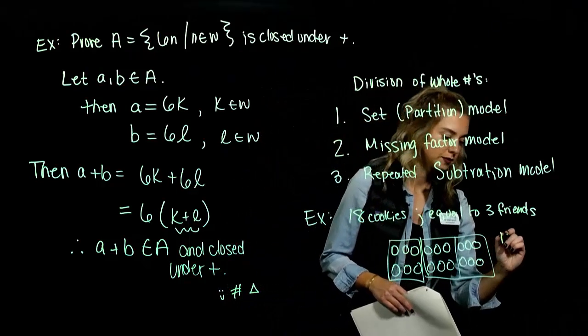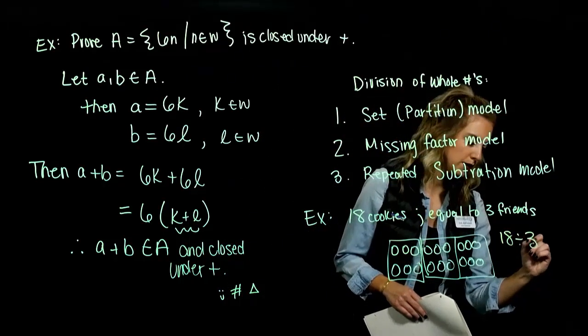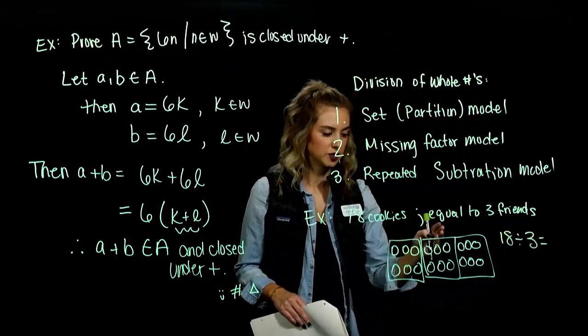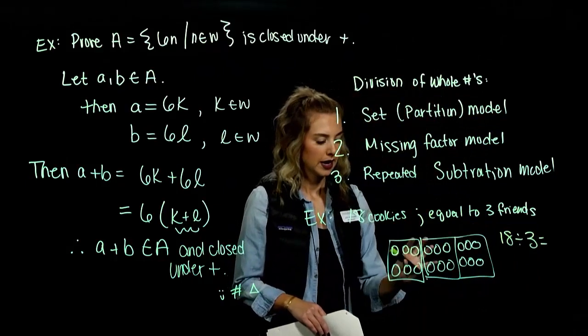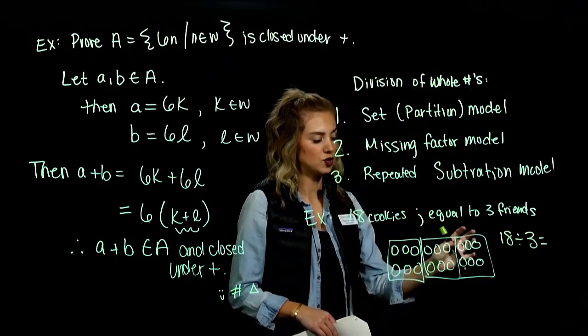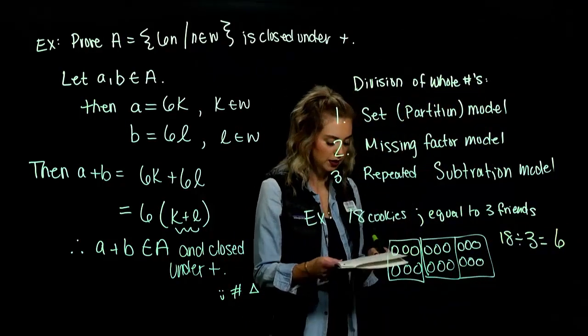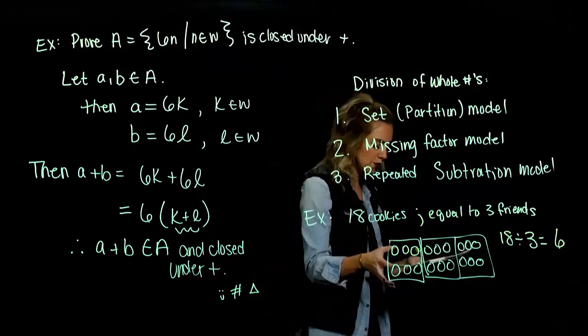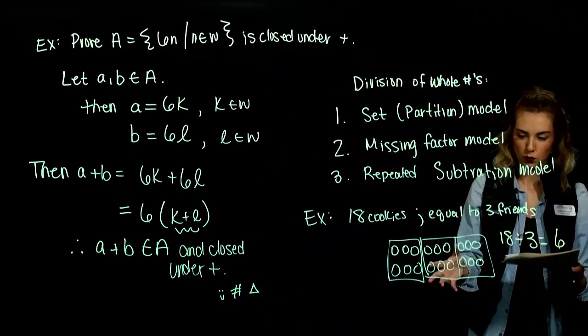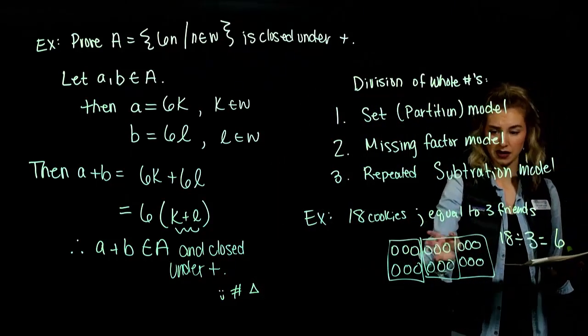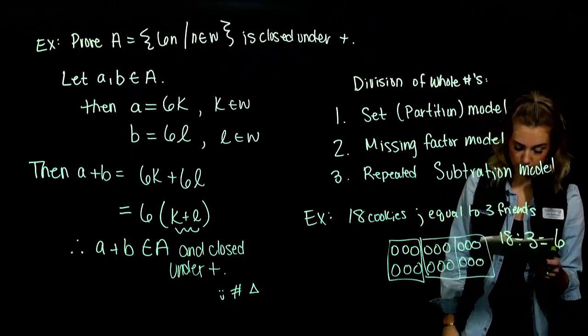And how do we get there? So I've got 18, if I divide it into three equal pieces, if I split it into thirds, how many cookies live within each partition? There are six of them. So once we've partitioned it into those equal sets, we have these equivalent subsets. We can combine all those together and we still have 18 cookies.